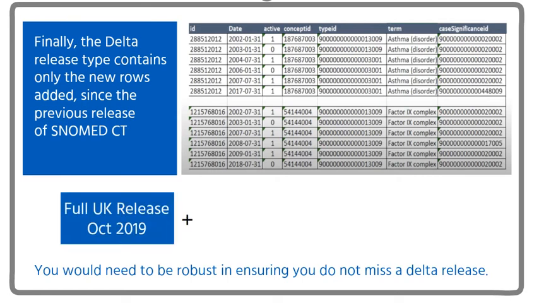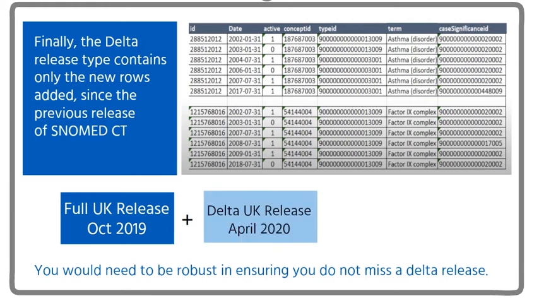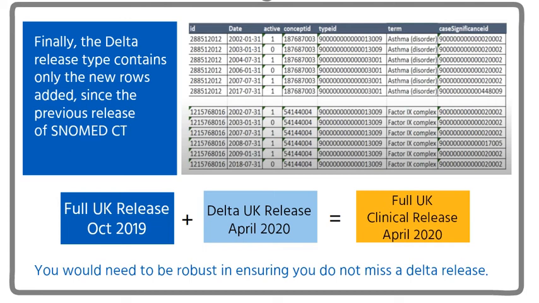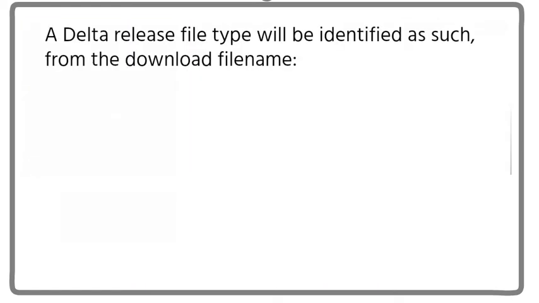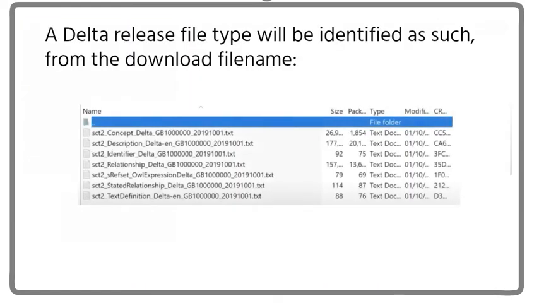For example, a full UK release 2019 in October plus a Delta UK release in April 2020 would give you a full UK clinical release April 2020. A Delta release file type will be identified as such from the file name.